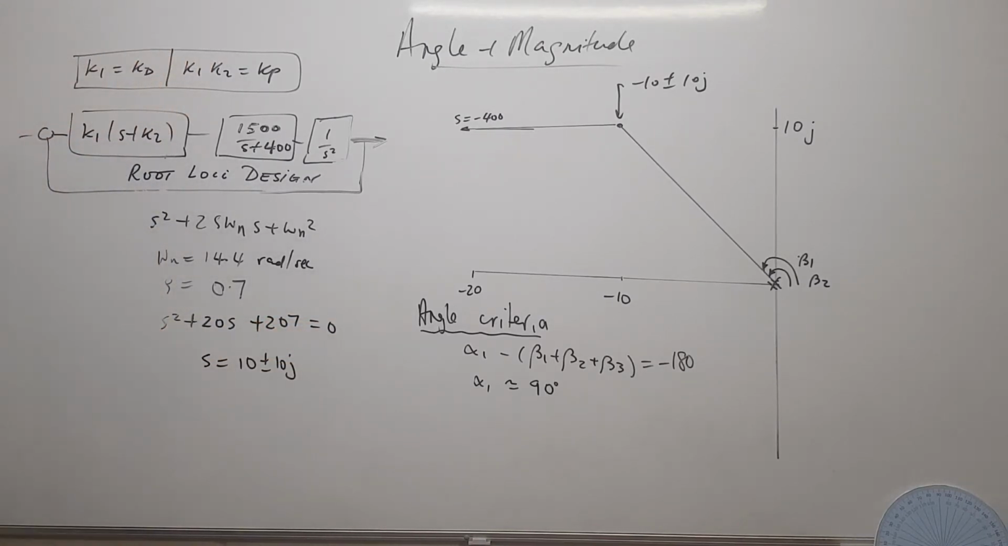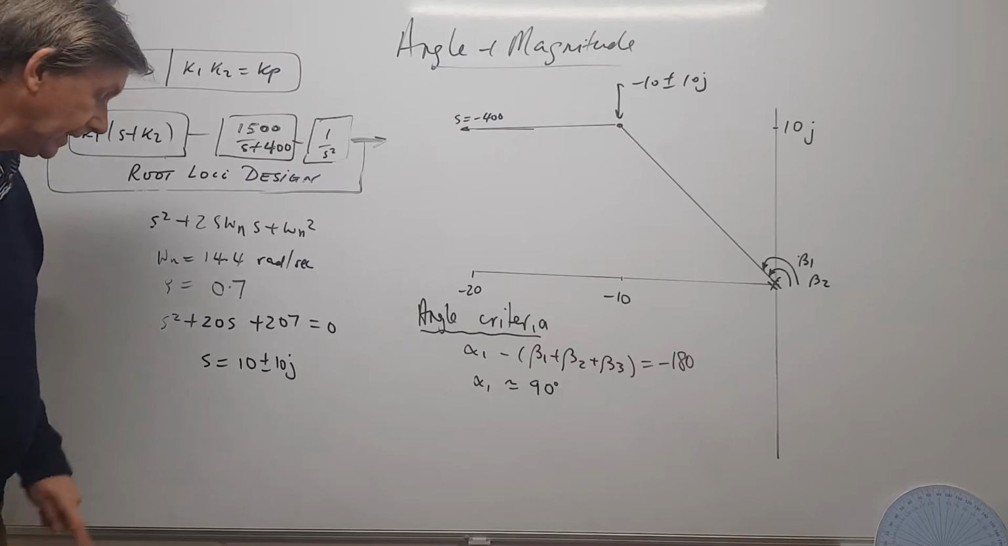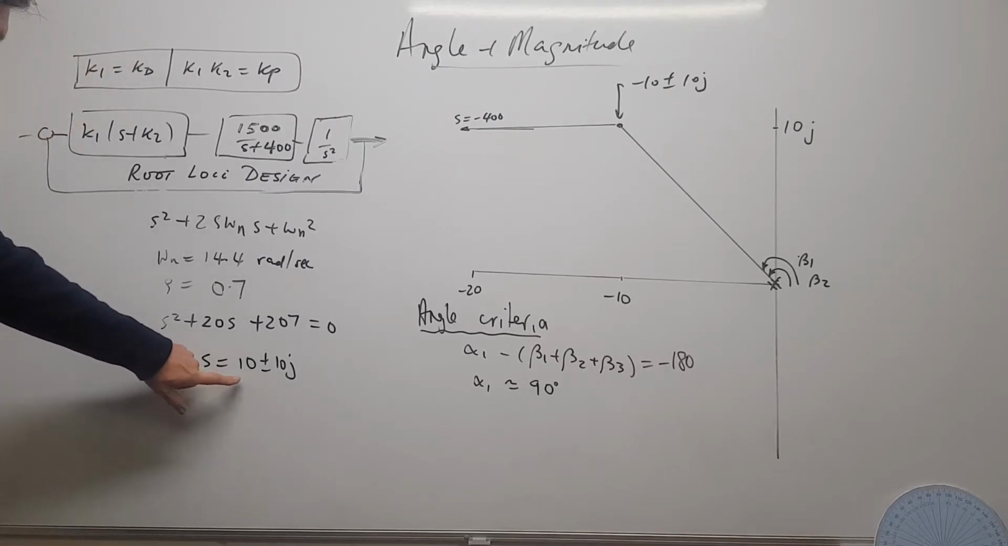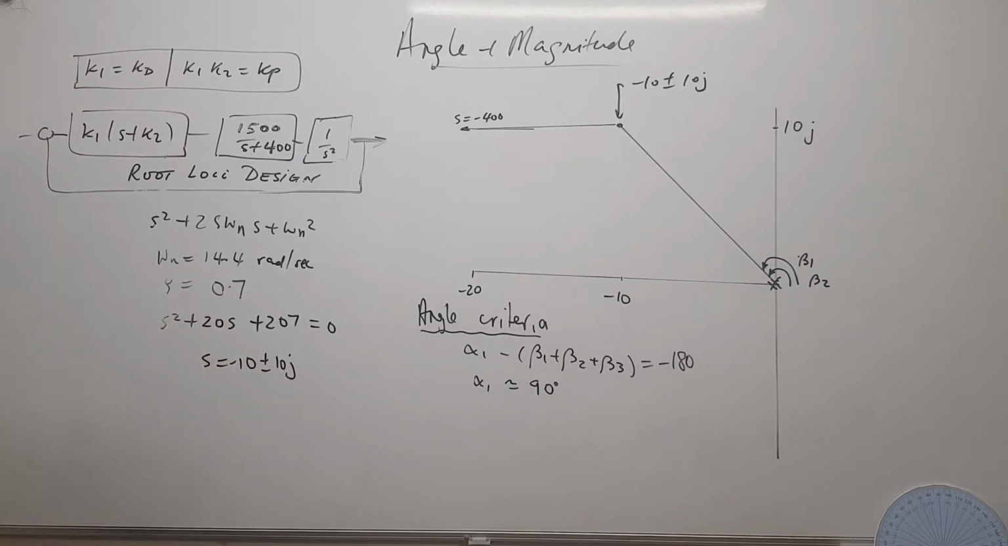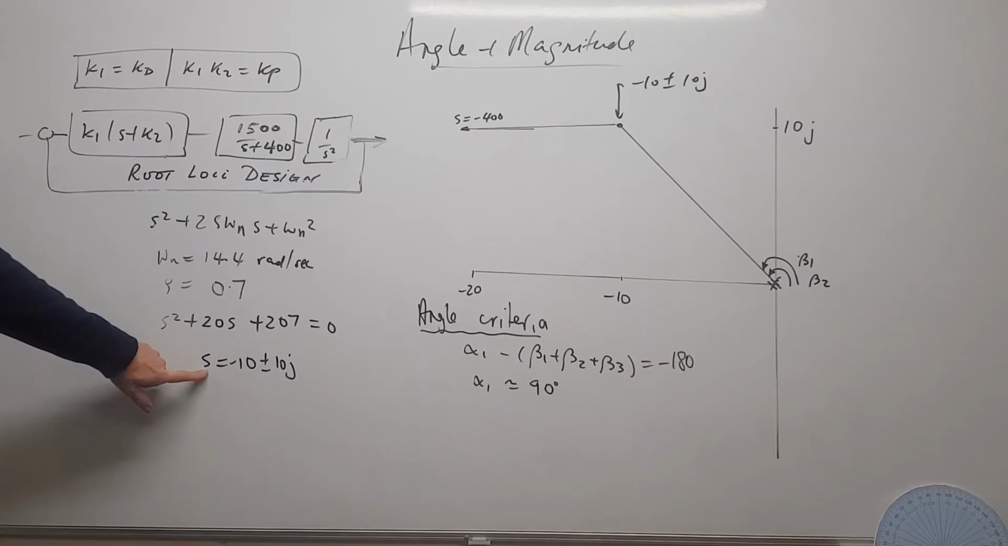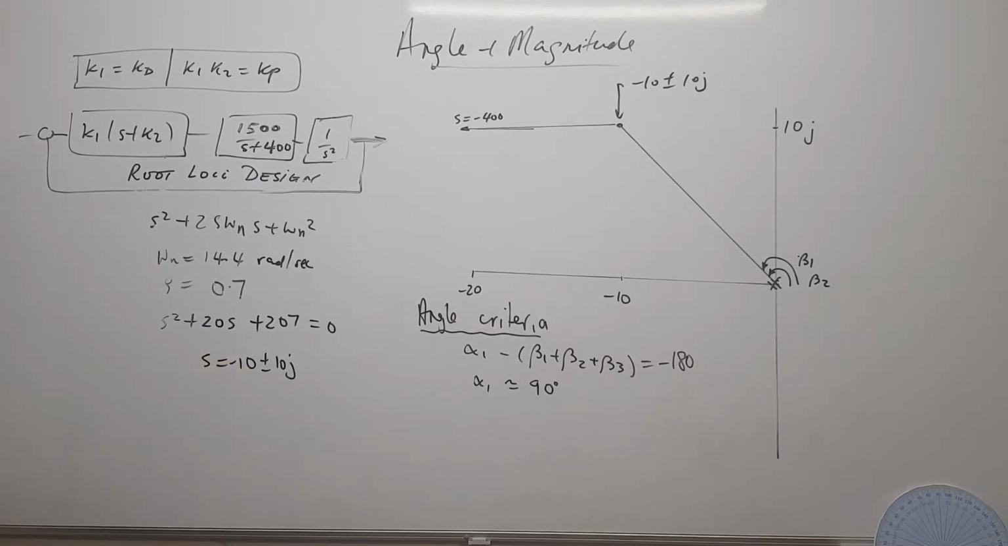I've chosen these particular numbers, just a bit of a cheap discipline. That gives me s equals minus 10 plus or minus 10j, so it makes it easy for me to plot it in my diagram. So this is my design point, where the complex root is at minus 10 plus or minus 10j, which gives me a damping of 0.7, hardly any overshoot, and an actual frequency quite fast, 14.4 radians per second.